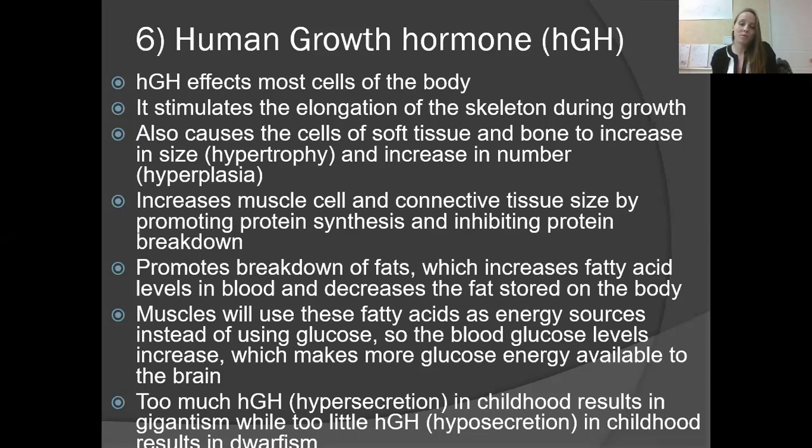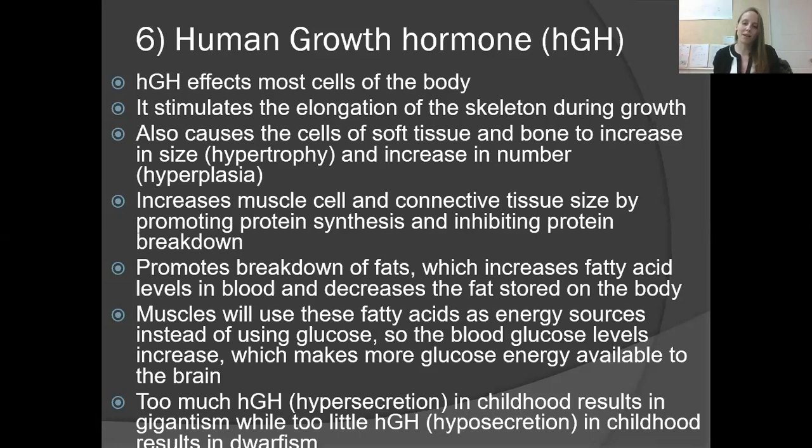It does promote the breakdown of fat, which then increases the level of fatty acids in the blood and decreases the amount of fat stored. Muscles can then use that fatty acid as an energy source, which is important because normally muscles would use glucose as an energy source. But when a kid is growing, their brain needs a lot of energy, and the brain can only use glucose as its energy source.